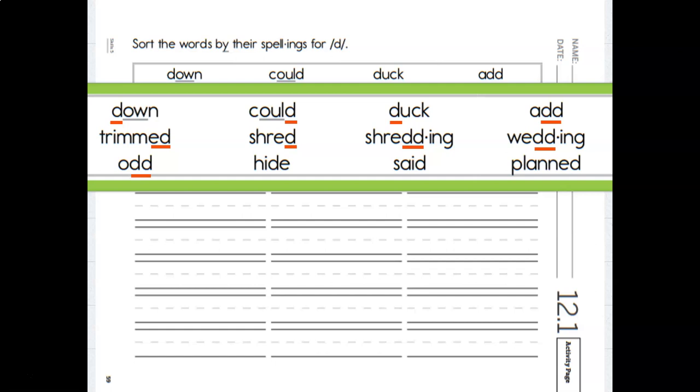The next word is hide, hide. The D sound is spelt D. The next word is said, said. The D sound is spelt D. The last word is planned, planned. The D sound is spelt ED.